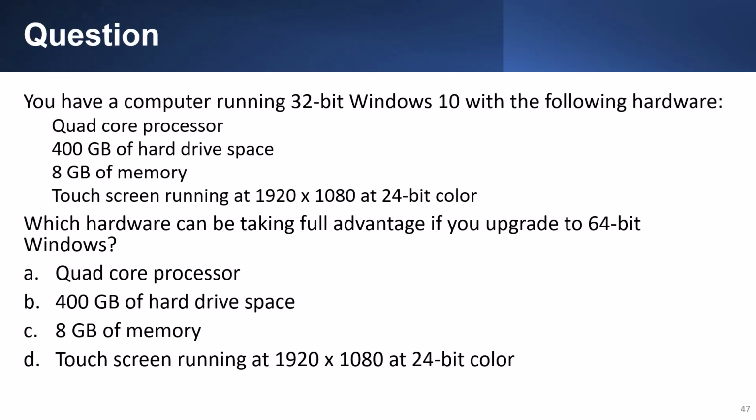Question: you have a computer running 32-bit Windows 10 with the following hardware: quad core processor, 400 gigabytes of hard drive space, 8 gigabytes of memory, and a touchscreen running at 1920 by 1080 at 24-bit color. Which hardware can be taken full advantage if you upgrade to 64-bit Windows? Answer: 8 gigabytes of memory.